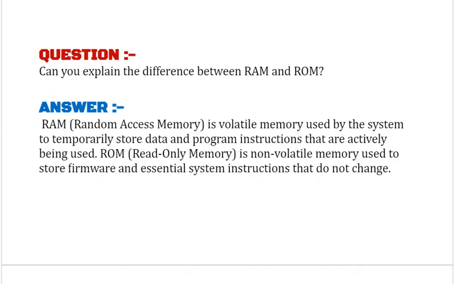Our next interview question is: can you explain the difference between RAM and ROM? Your answer should be: RAM, that is random access memory, is volatile memory used by the system to temporarily store data and program instructions that are actively being used. ROM, that is read-only memory, is non-volatile memory used to store firmware and essential system instructions that do not change.